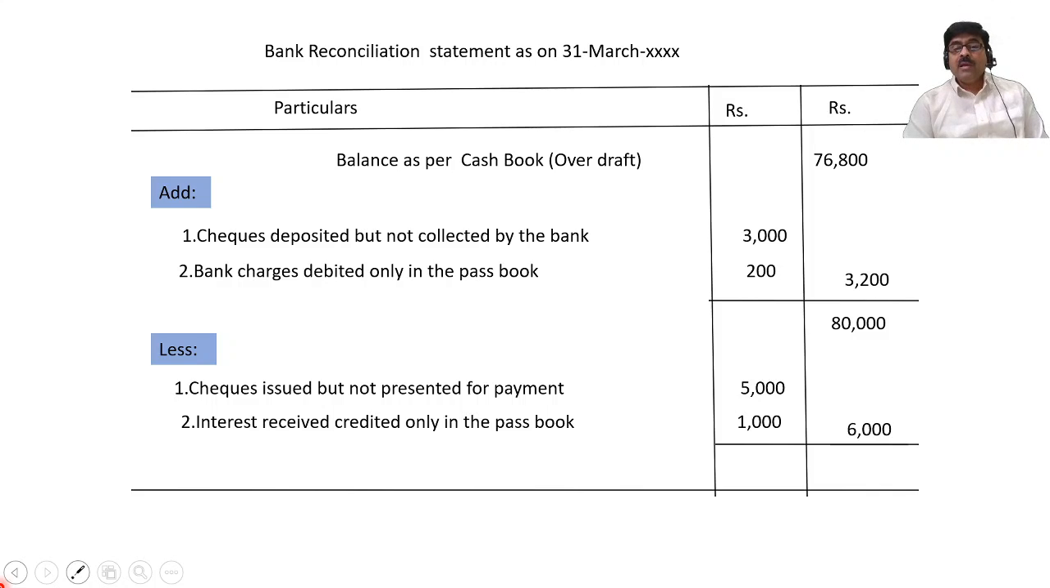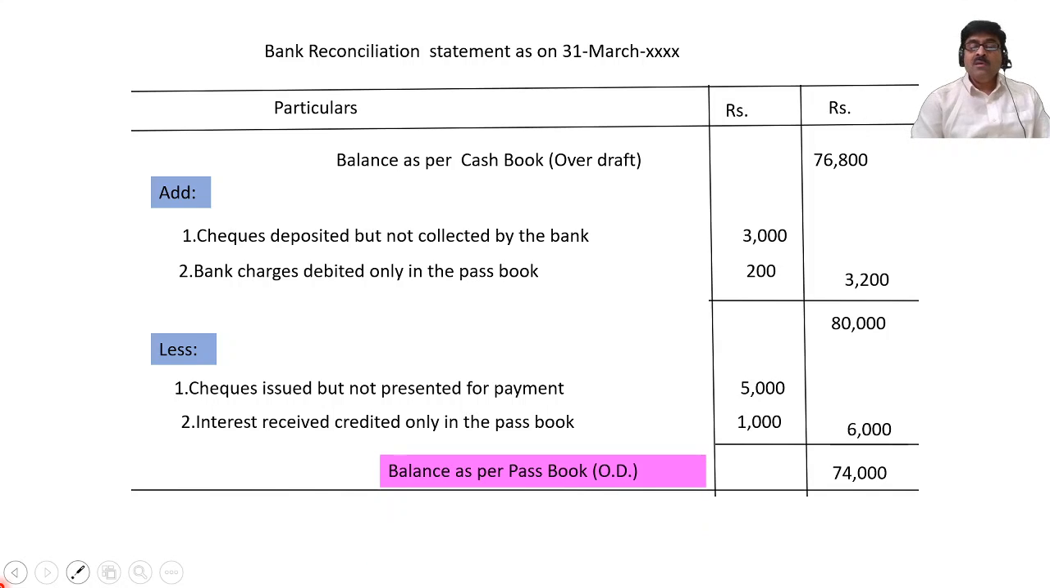Now we begin the problem with the overdraft amount. It will remain as an overdraft of 74,000 as per the passbook. So the answer is: balance as per passbook, overdraft, is 74,000.